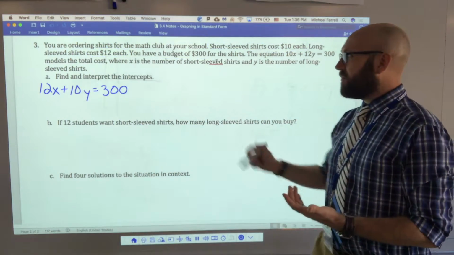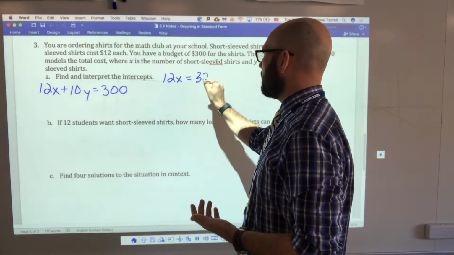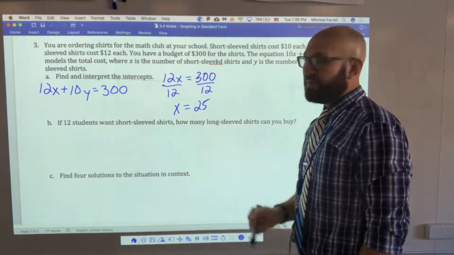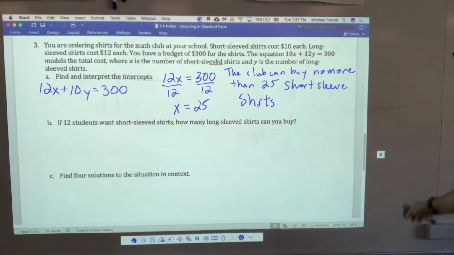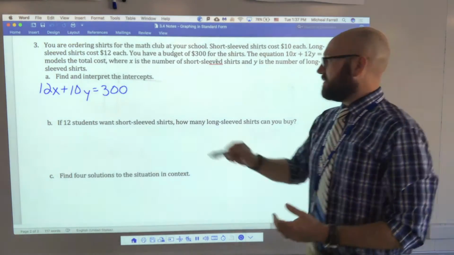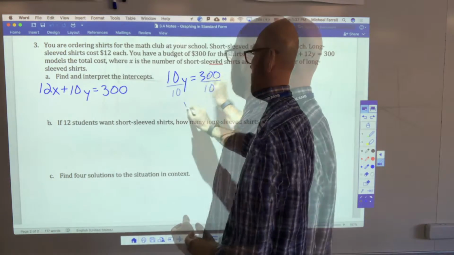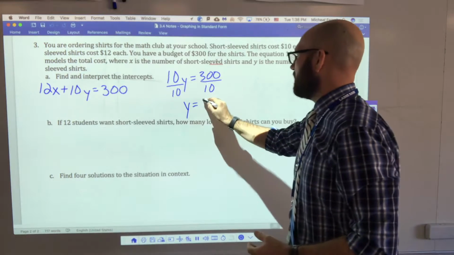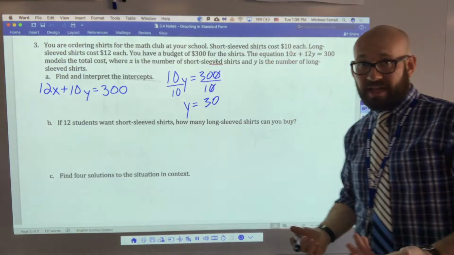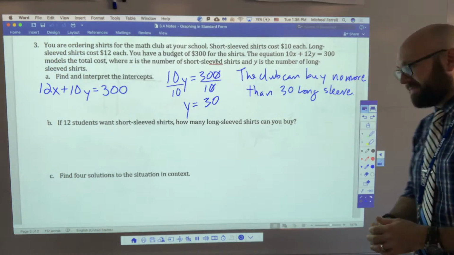My intercepts are going to come from 12x equals 300 first. This will be the x-intercept. When I divide by 12, I get x equals 25. Next thing we'll do is solve for the long sleeve. So 10y equals 300. I get y equals, and cancel out zeros, and I get 30. So what that tells me is that for $300, I could get 30 long sleeve shirts.